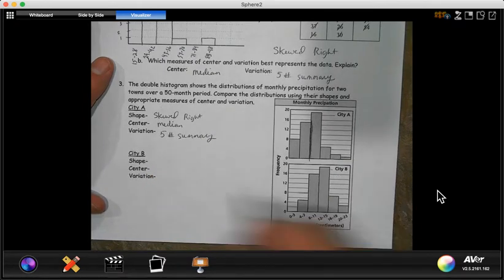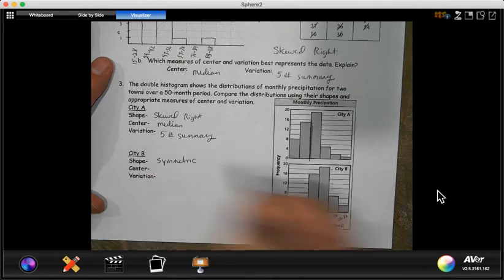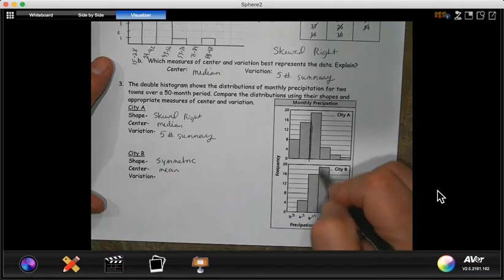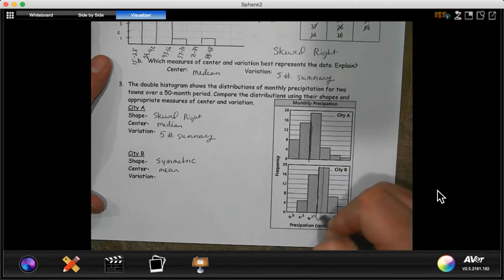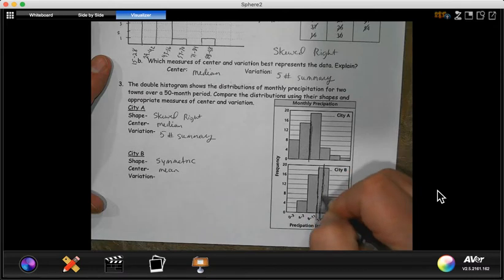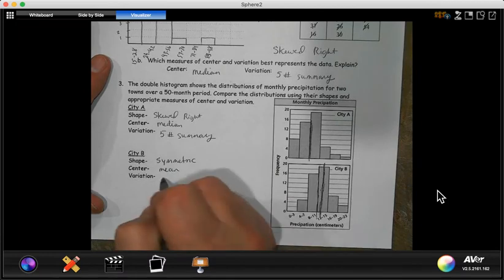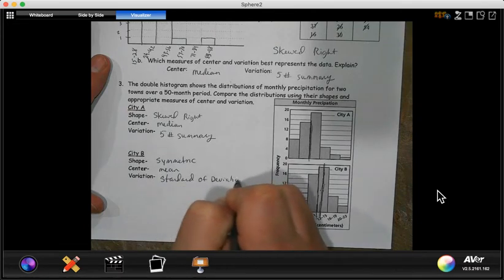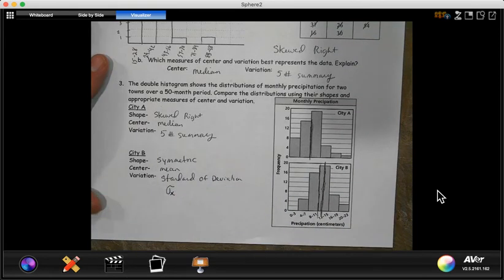City B, I'd say, is centered, which is, they call it symmetric, which means we want to use the mean. Typically, the mean is right in the middle. So that's awesome. Maybe it's in the middle of this guy too. Could be. We don't know for sure. We're just kind of estimating. We could calculate it, but they're not asking that. And the variation would be the standard deviation. You can replace that with this symbol. Cool.